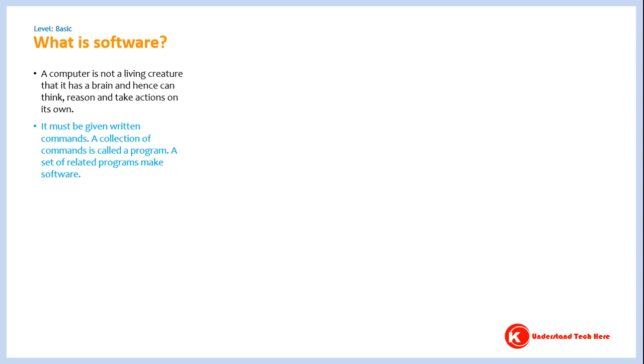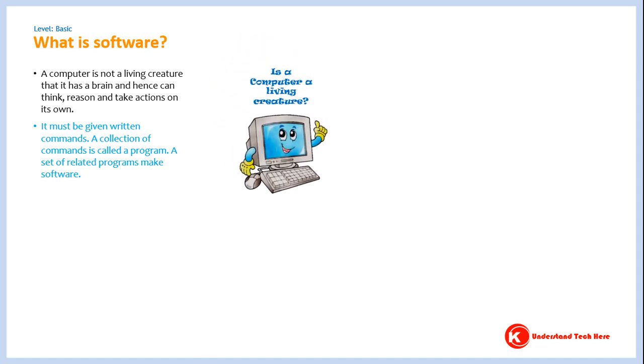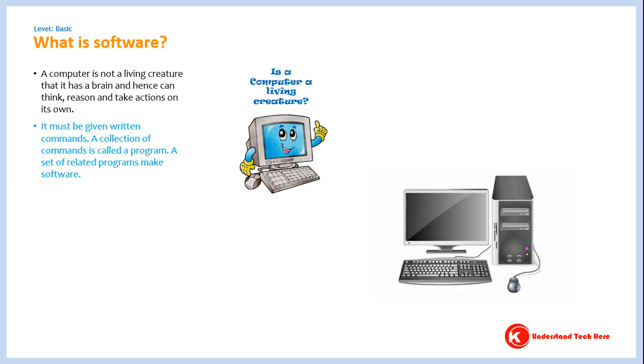Is a computer a living creature? Well, of course not. Not being a living creature, a computer does not have a brain that it can think, reason and take action on its own. It can't do anything on its own. But we see computers doing different things, isn't it? So how does a computer do all these different things?